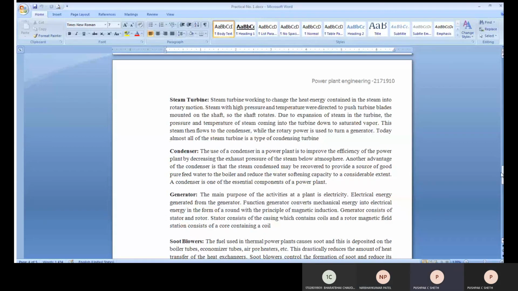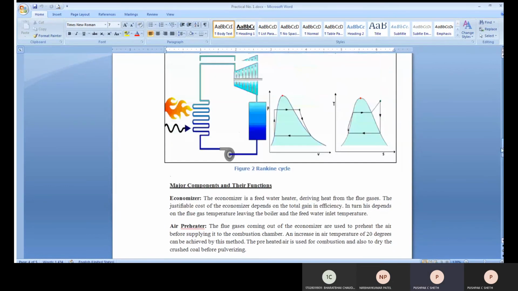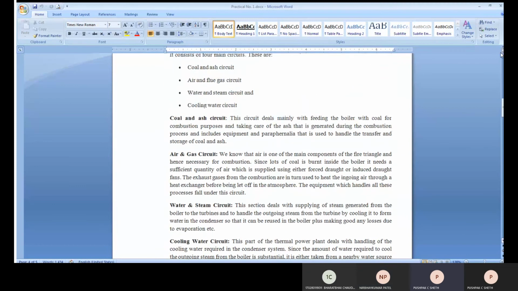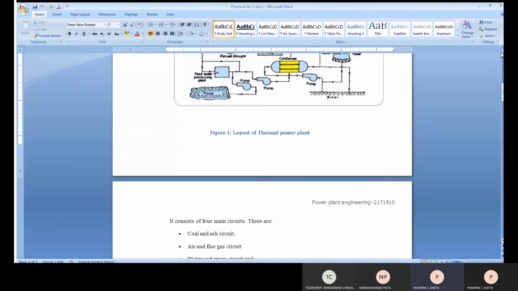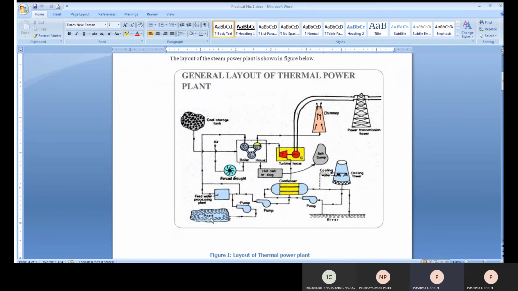Is it visible? Yes, sir. It is visible. So this is your first practical. Basically, you can see this layout. This is the pond. You are taking water from that through the pump. This is the feed water pump. This is an ordinary pump, and this is the feed water pump that you are supplying to the boiler.